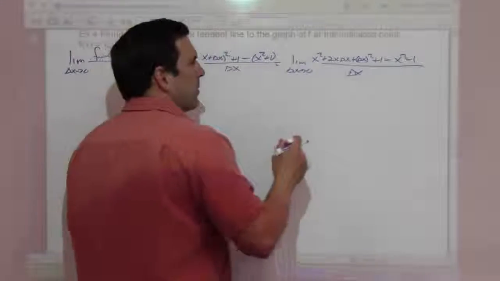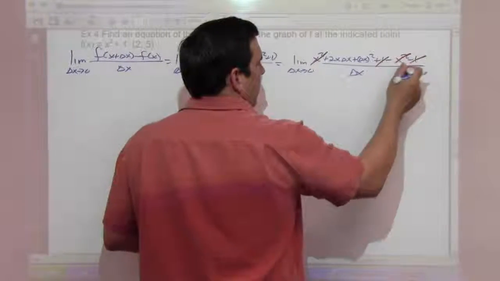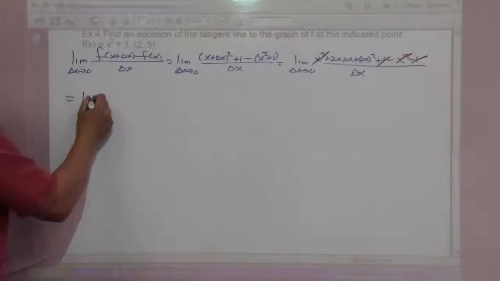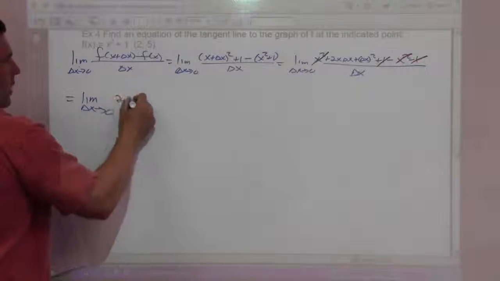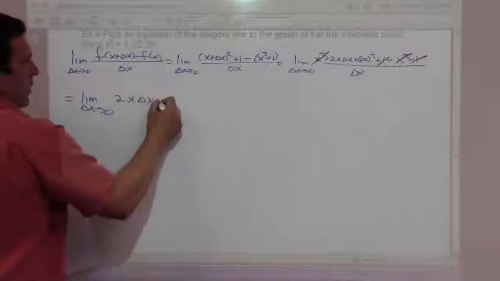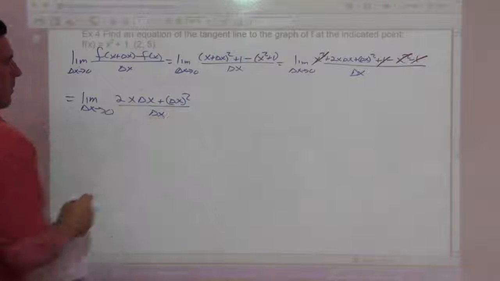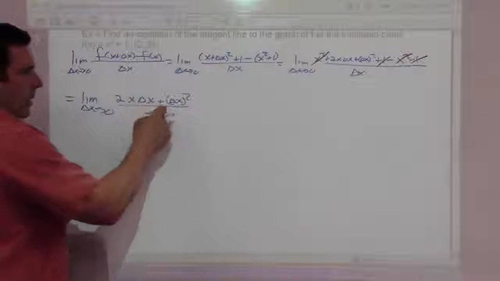So already you can see some things disappearing. For example, the x squareds and the minus 1 and the plus 1. So we're left with the limit as delta x goes to 0 of 2x delta x plus delta x squared all over delta x. So this is all algebra here. We can divide out our delta x.